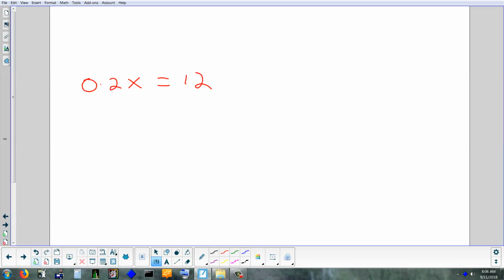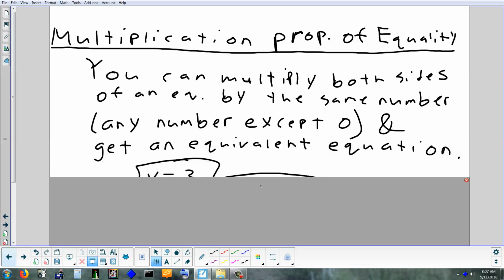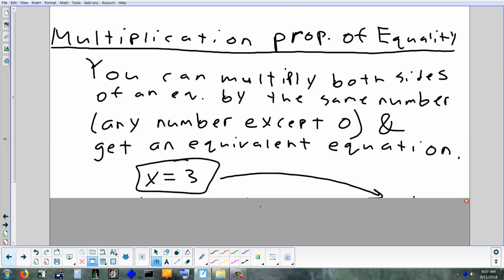If you multiply that by 0, that's gone. If you multiply that by 0, that's gone. 0 times anything is what? 0. Now you have 0 equals 0. You've lost everything. You lost the letter, you lost the numbers. So you can't multiply both sides by 0 or you lose everything. So let's look at an example.